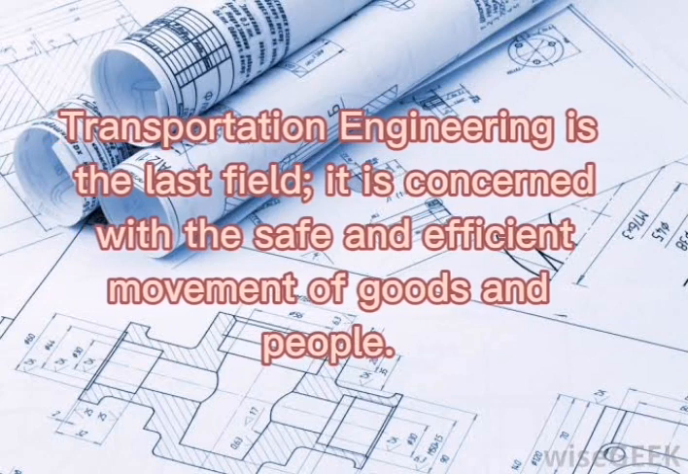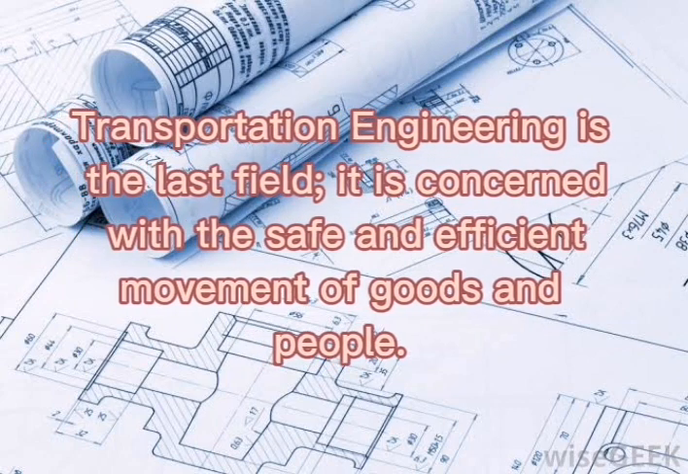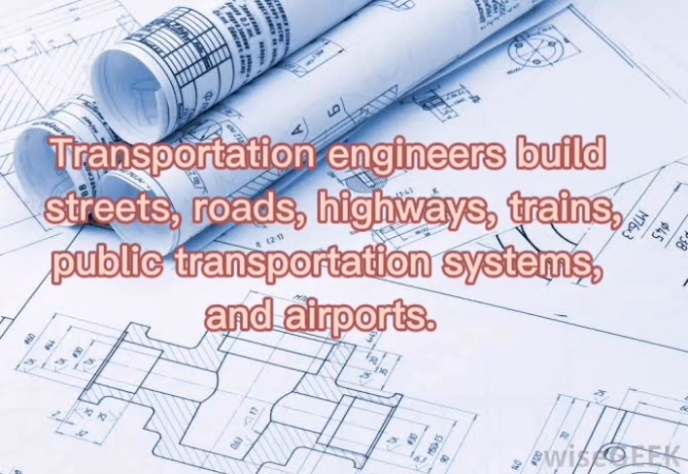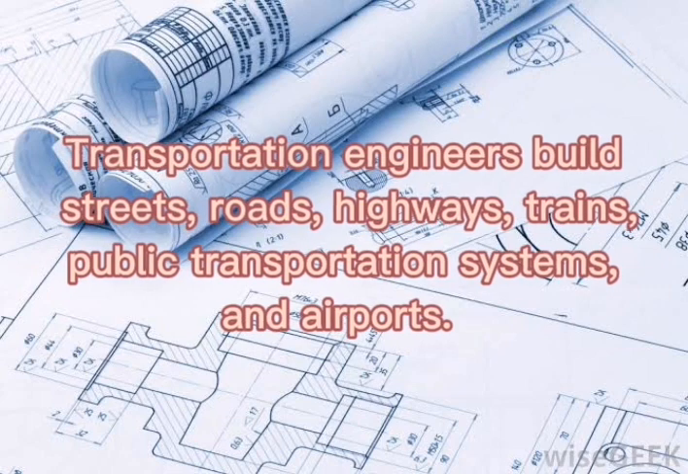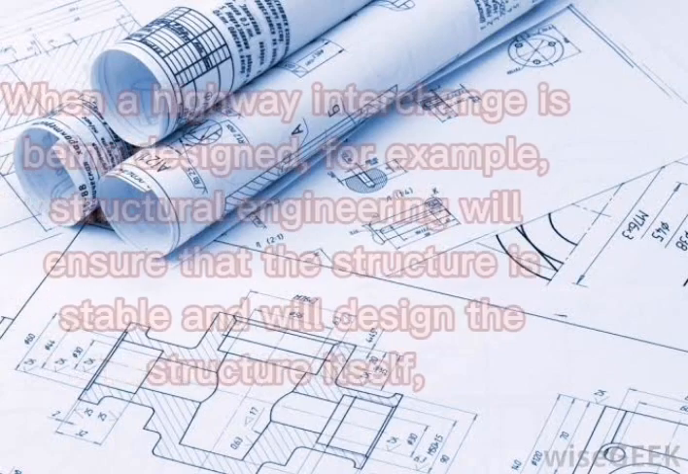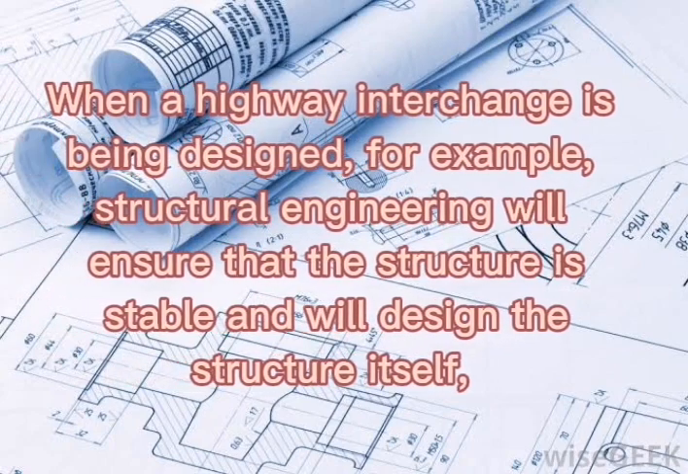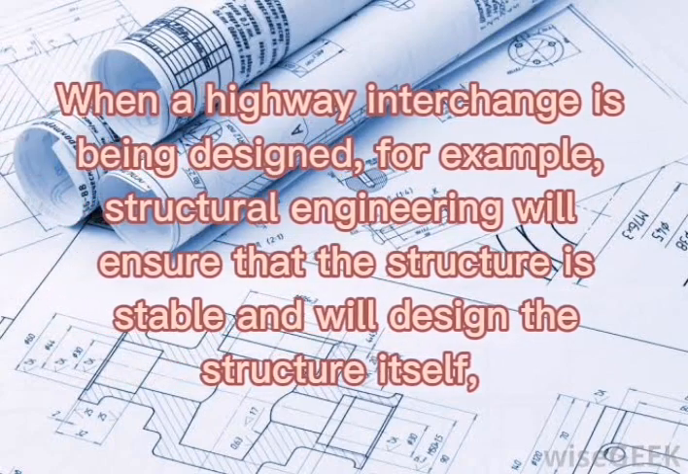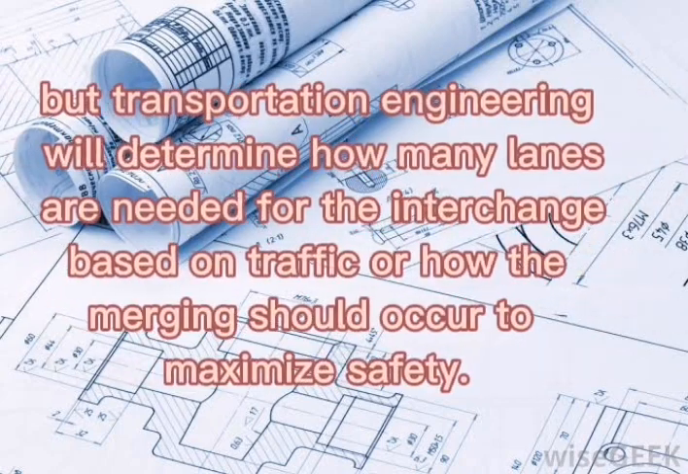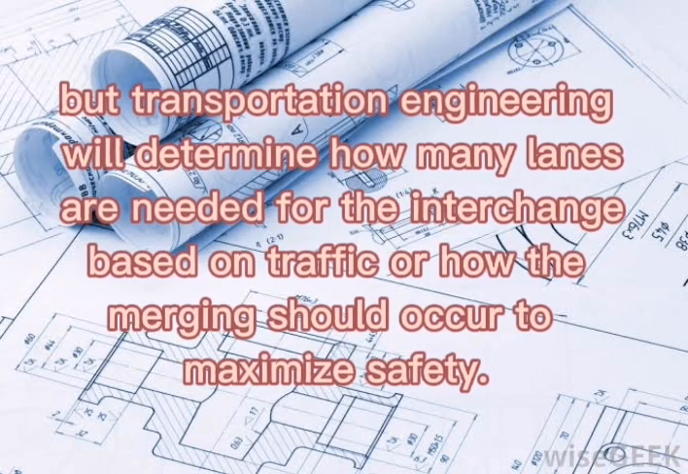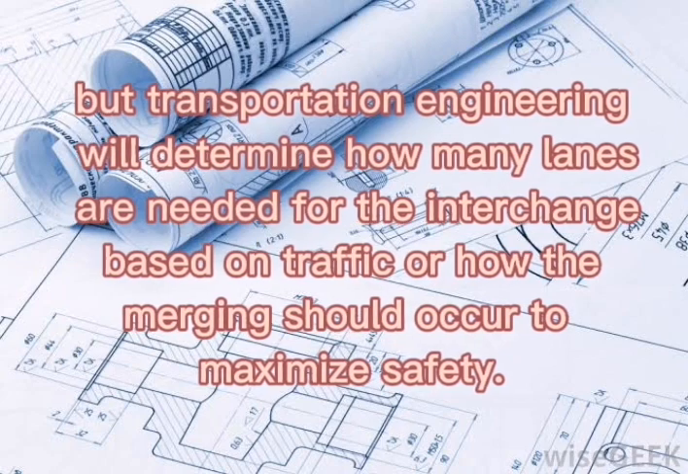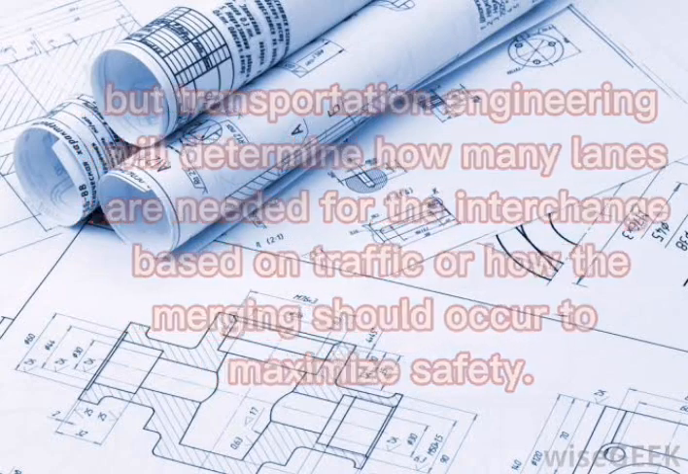Transportation engineering is the last field. It is concerned with the safe and efficient movement of goods and people. Transportation engineers build streets, roads, highways, trains, public transportation systems, and airports. When a highway interchange is being designed, for example, structural engineering will ensure that the structure is stable and will design the structure itself, but transportation engineering will determine how many lanes are needed for the interchange based on traffic, or how the merging should occur to maximize safety.